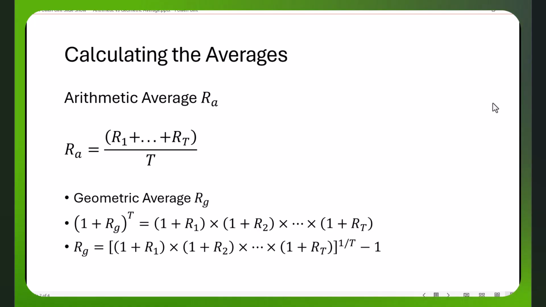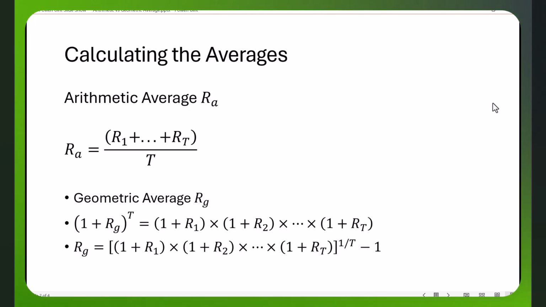Let's take a look here. The arithmetic average, which I will write as R sub A, is just add up all the returns for all t periods and divide by t. So if you have 10 returns, you're just going to add up all 10 returns and divide by 10.